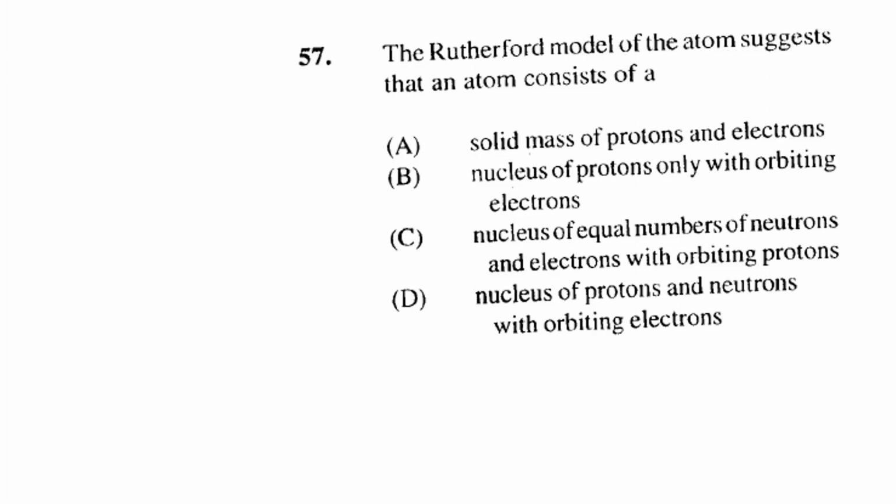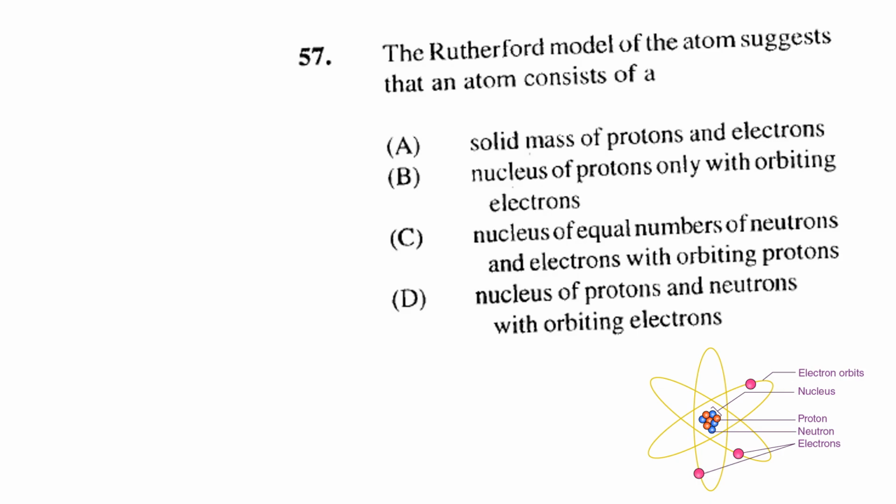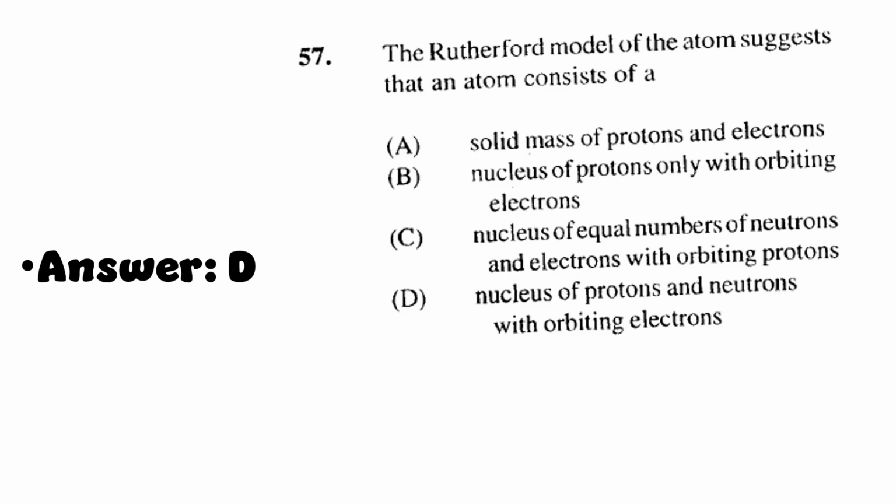Number 57. The Rutherford model of the atom suggests that an atom consists of A, solid mass of protons and electrons. B, nucleus of protons only with orbiting electrons. C, nucleus of equal numbers of neutrons and electrons with orbiting protons. Or D, nucleus of protons and neutrons with orbiting electrons. Here the answer is D, nucleus of protons and neutrons with orbiting electrons.